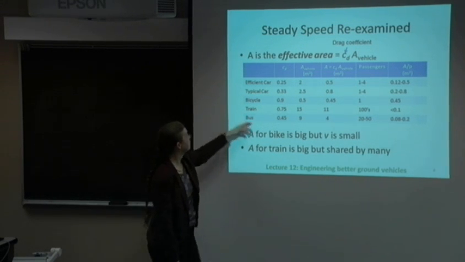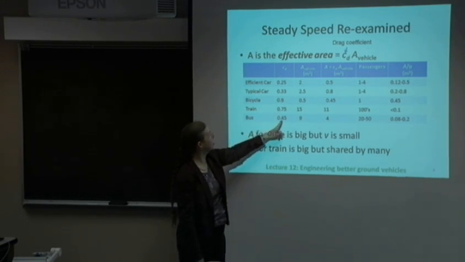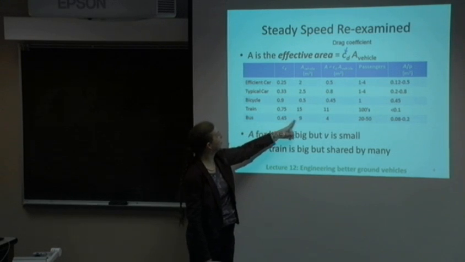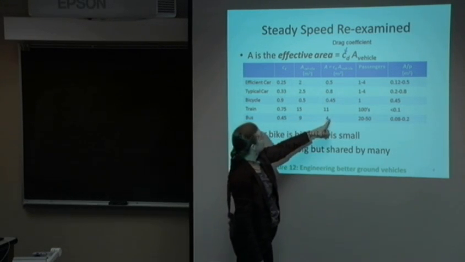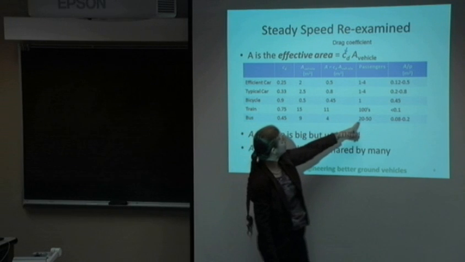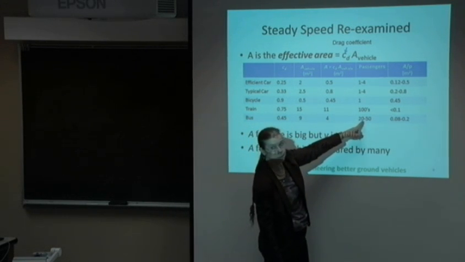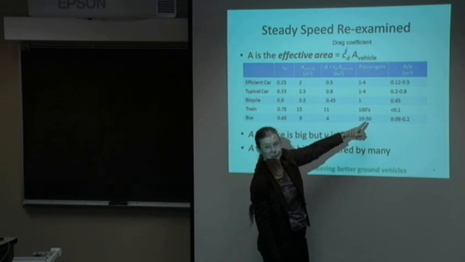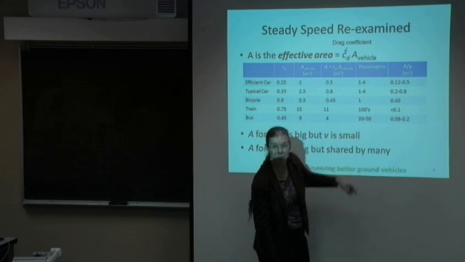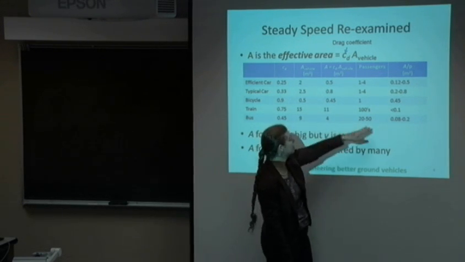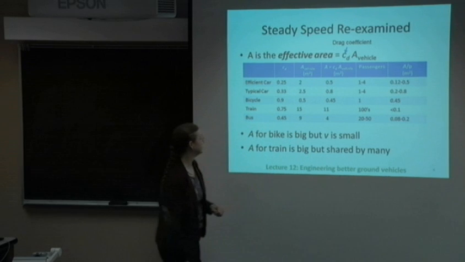A bus, drag coefficient is about 0.45, area is 9, gives you effective area of 4, 20 to 50 passengers. How many people were on the bus today? Were there 20 to 50, or just you? Probably 30. 20 to 30, so you guys are probably in about that range.